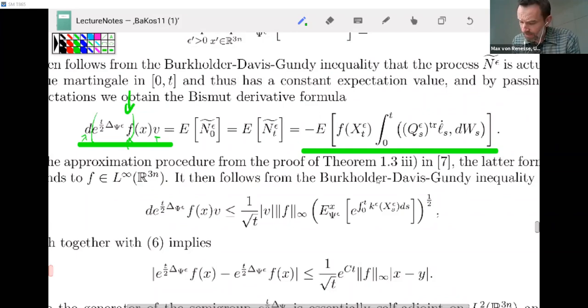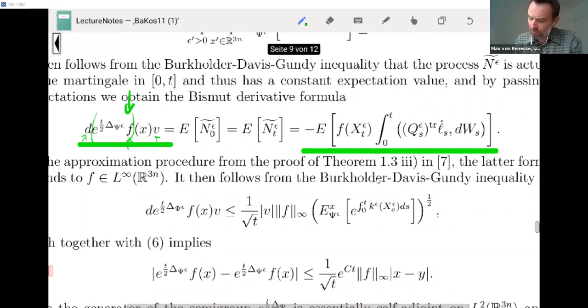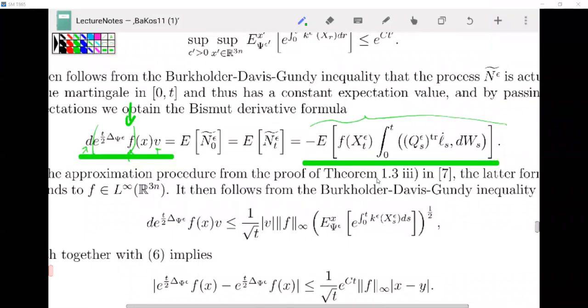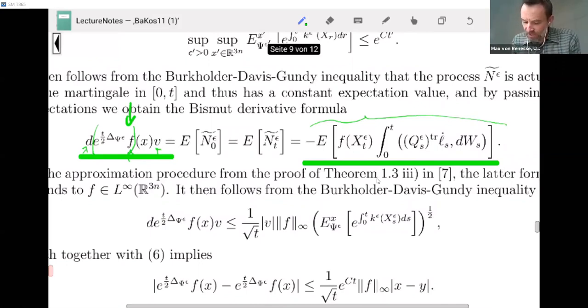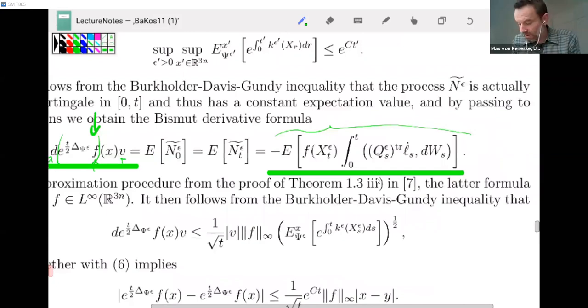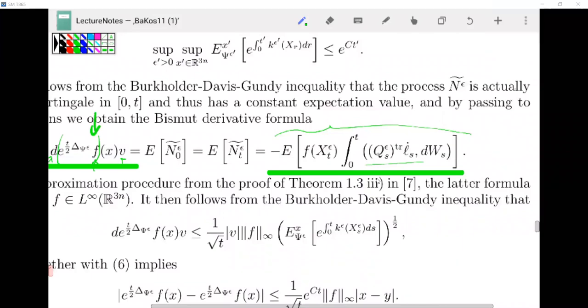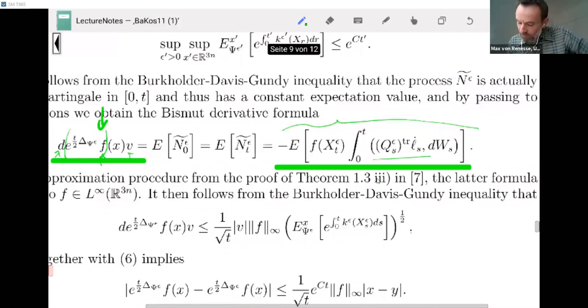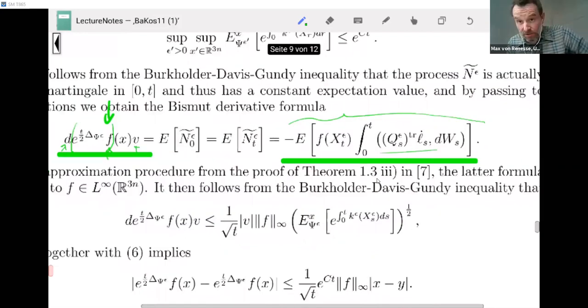And then you have a stochastic representation of this derivative through an integral on path space, which does not involve the gradient of the function f alone, and which involves only some expectation of Brownian motion. This is what is called the Bismut derivative formula. And what is Q here? Q here is a correction term.